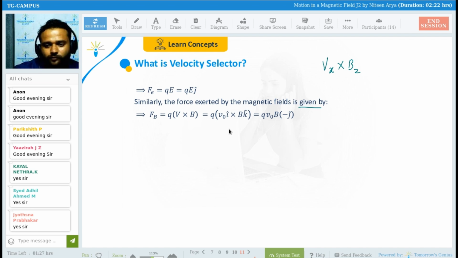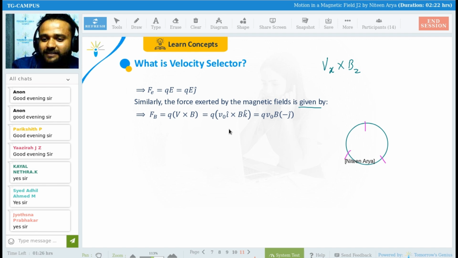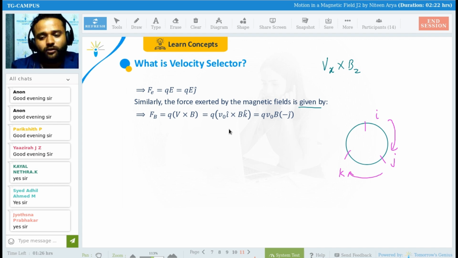For those who don't remember this, it is very simple. This is I, J, K. If you are going anti-clockwise, IJ gives you K, JK gives you I. Clear? But sorry, I am saying it wrong here. If you are going clockwise, you get the positive. If you are going anti-clockwise, you get the negative.